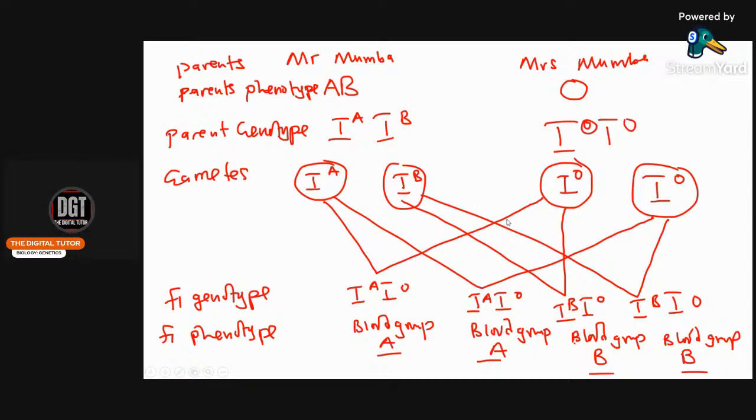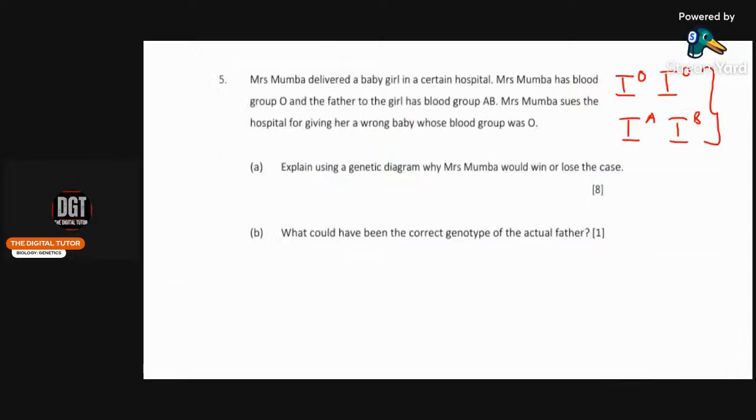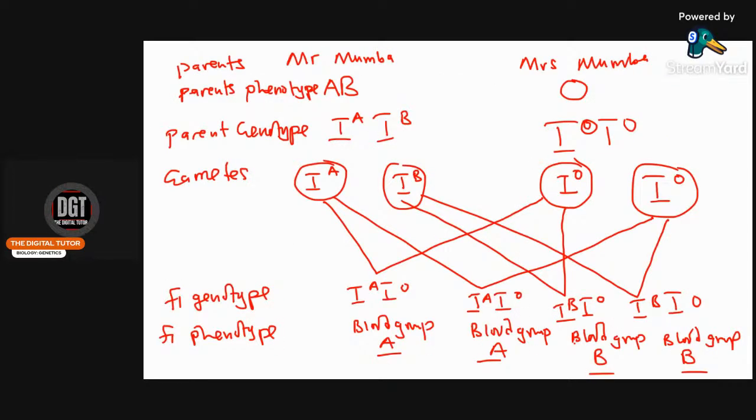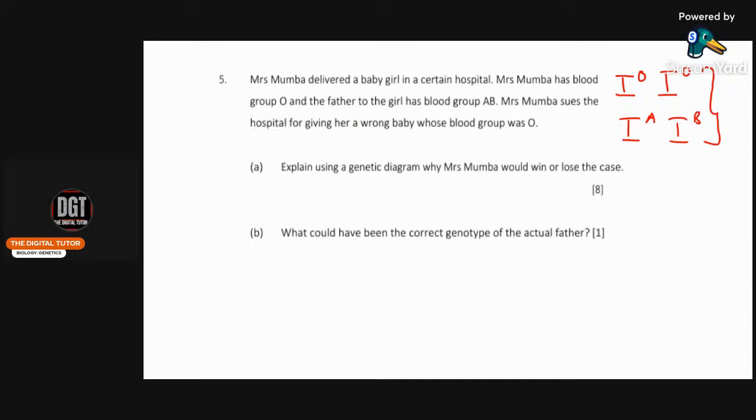So now the question is, what is the question? Mrs. Mumba would win the case. Look at the blood groups that are here. None is blood group O. So I should claim that none of my child should be blood group O, looking at the father's blood group. Then what could have been the correct genotype of the actual father?